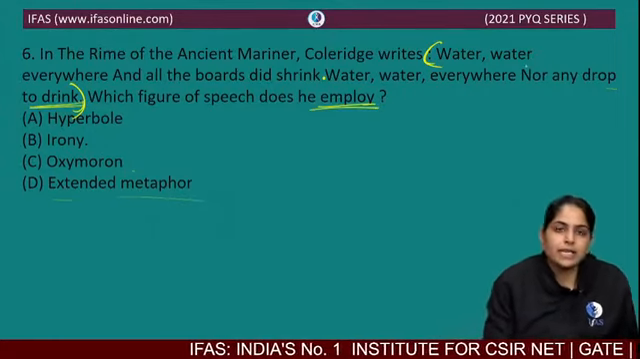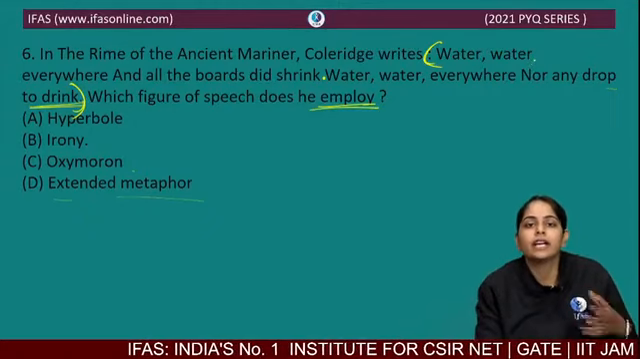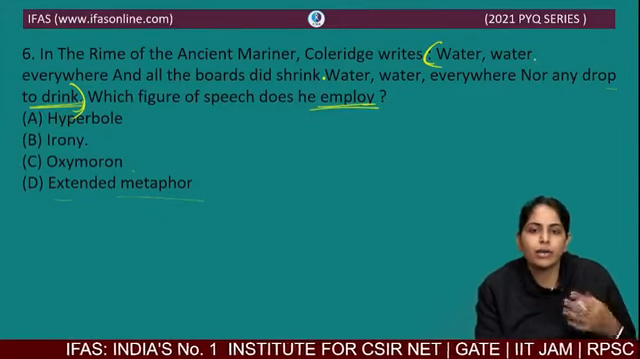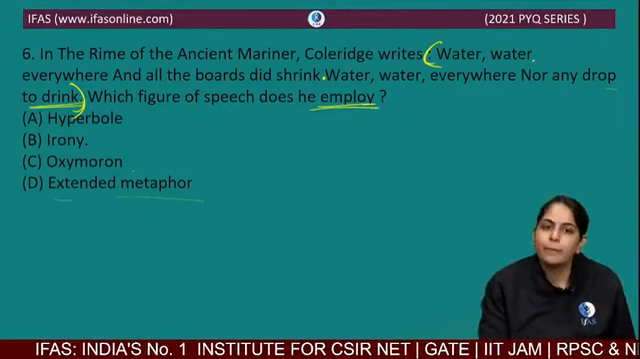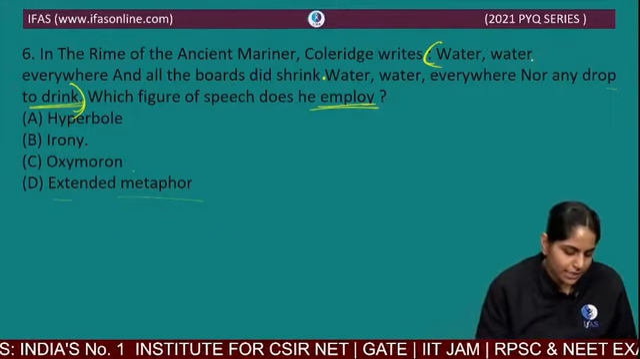So if you see, there is no hyperbole here. What's the meaning of hyperbole? Where you are exaggerating things, or words, or you are showing something extra. But no, here we are not showing anything extra. It is just a normal sentence.